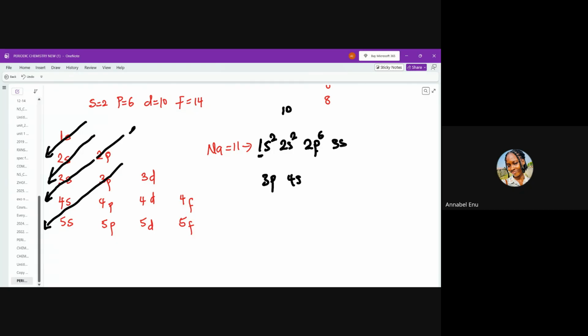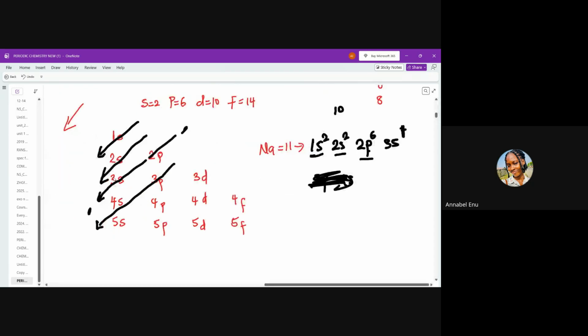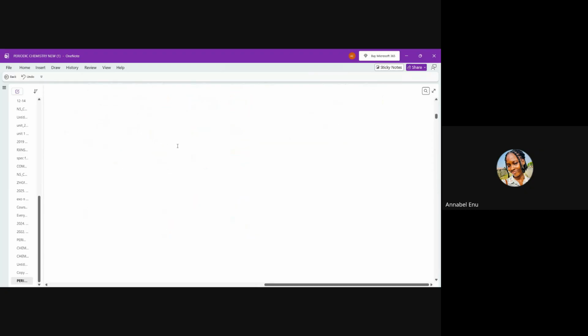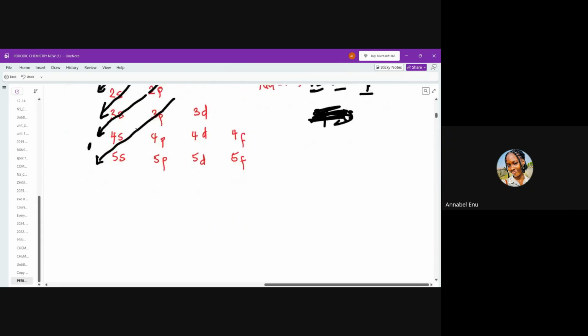Now the next is 3s. The s there tells you how many electrons you should have, a maximum of 2, right? But we are drawing for sodium, and sodium is 11. So since we've gotten 10 from 2 to 6, what is left is 1. So this is the configuration for sodium: 1s2, 2s2, 2p6, 3s1. Okay, so how do we get this 1s, 2s, 2p? It is by this model, this diagram here that I just drew. Okay, so it's actually not difficult.